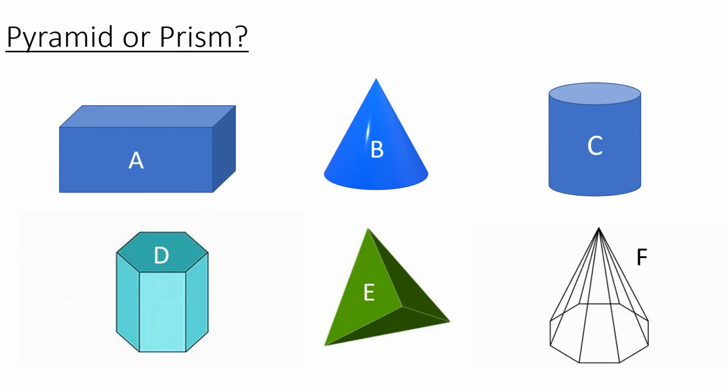I'd now like you to pause the video and write down A, B, C, D, E, F, and next to each of them, do you think it's a pyramid or a prism? Remember, a pyramid is the ones with triangular sides coming up to the apex, the top, and a prism is a shape where you cut through it and you get the same shape, so it's got two identical ends.